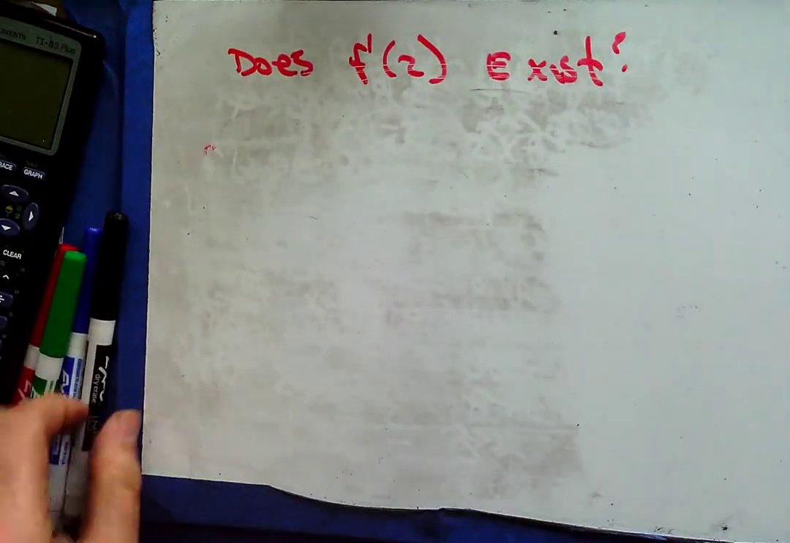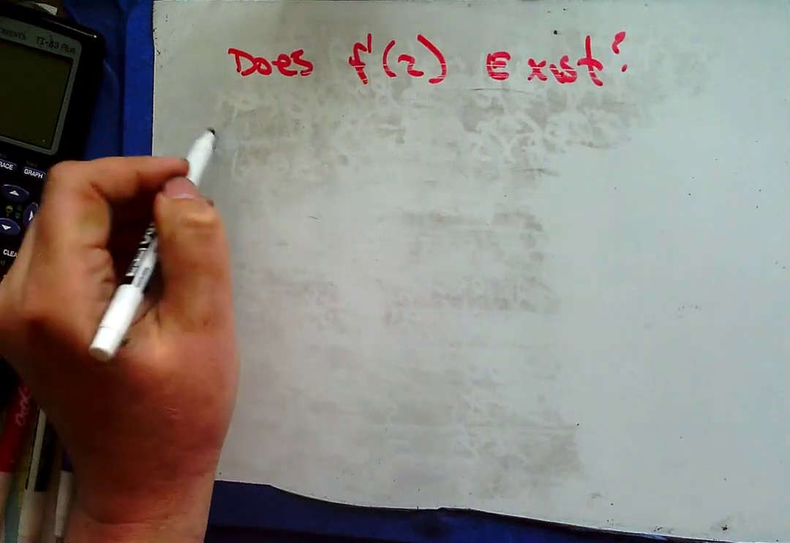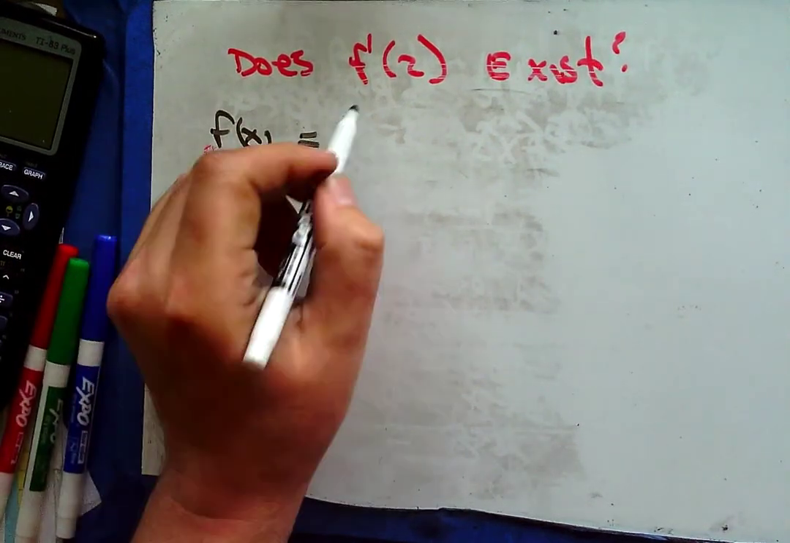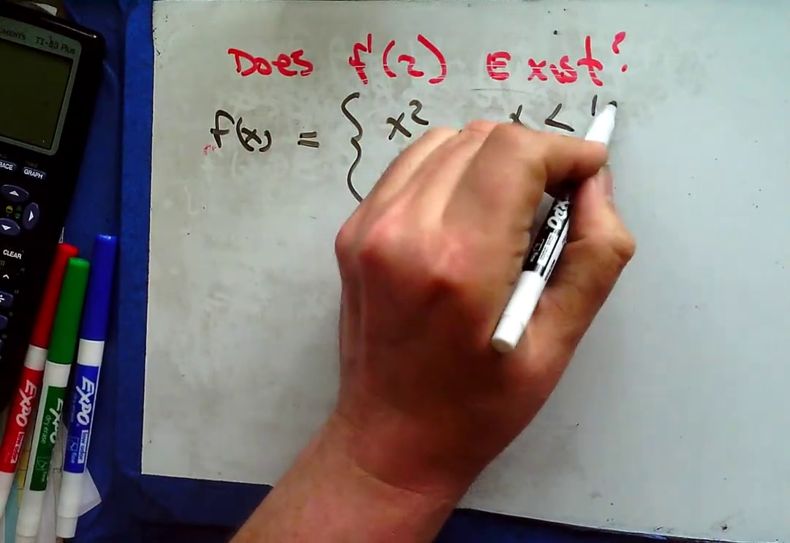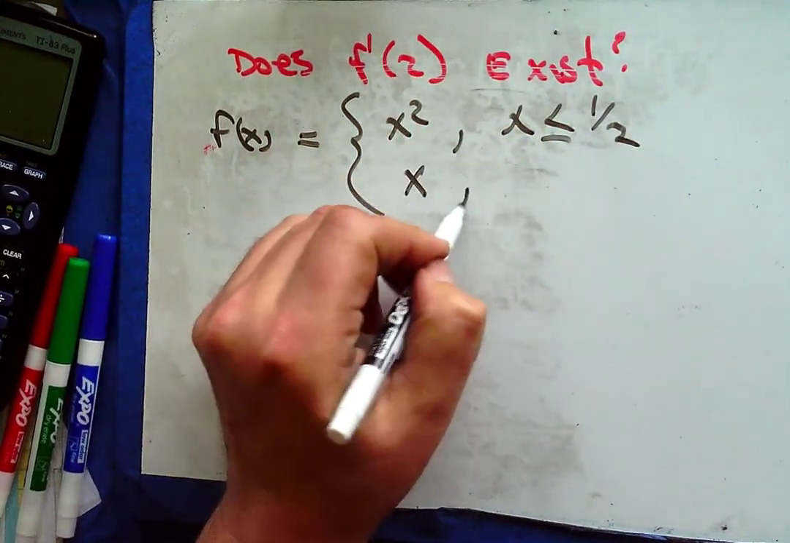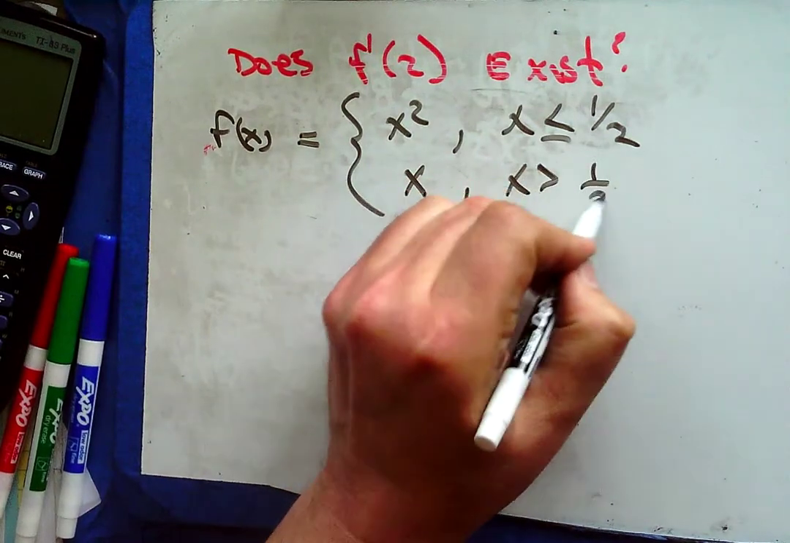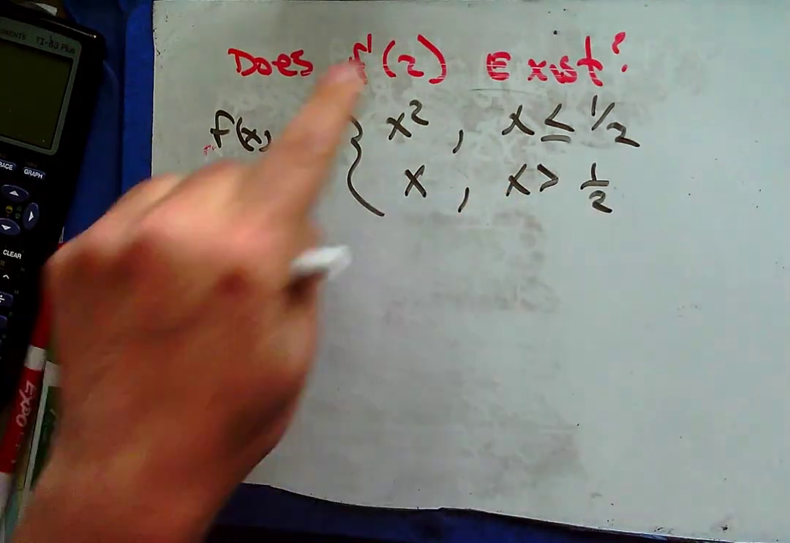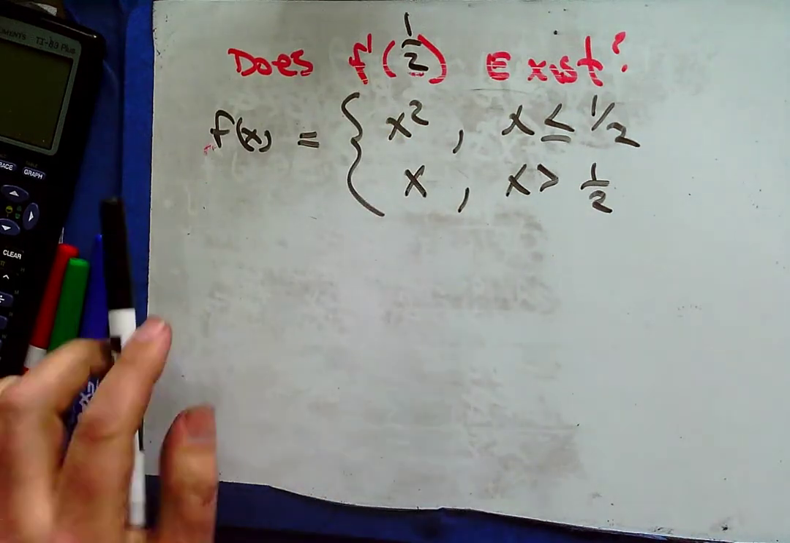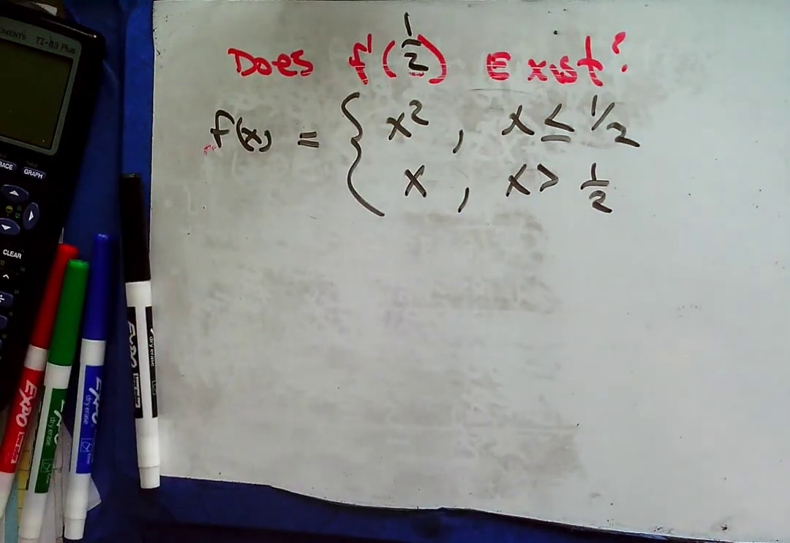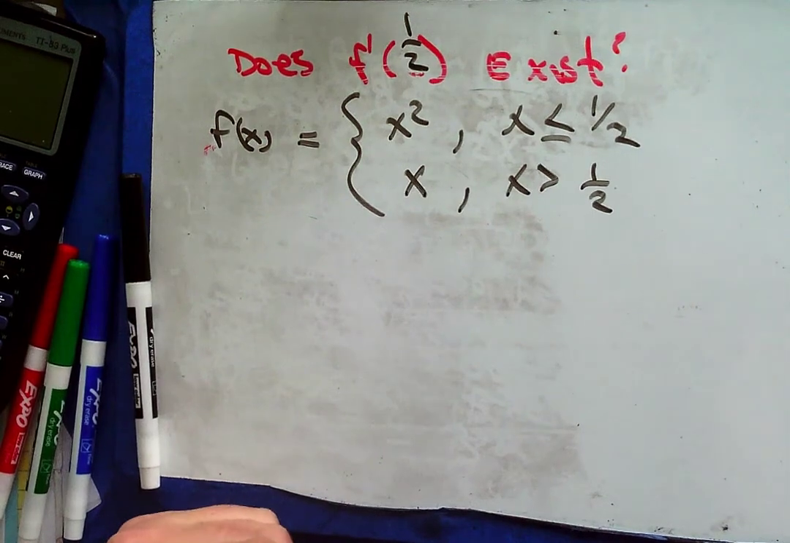But what about this function? Here's our f of x. f of x equals x squared for x less than or equal to 1/2, and x for x greater than 1/2. And here I'm looking for f prime of 1/2. Does f prime of 1/2 exist? Well, let's take a look.